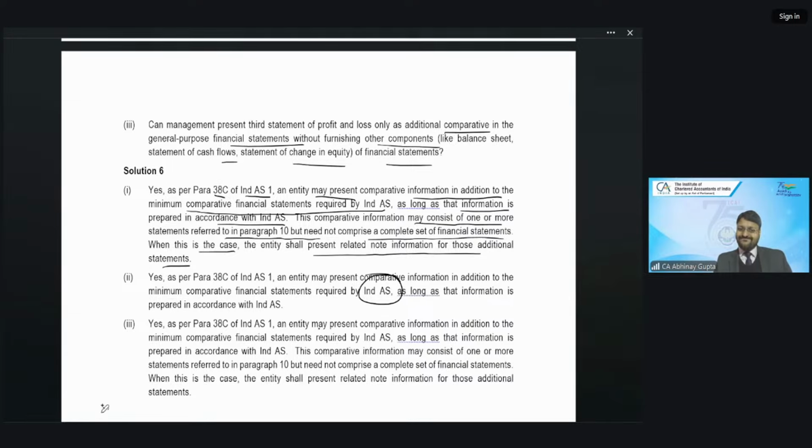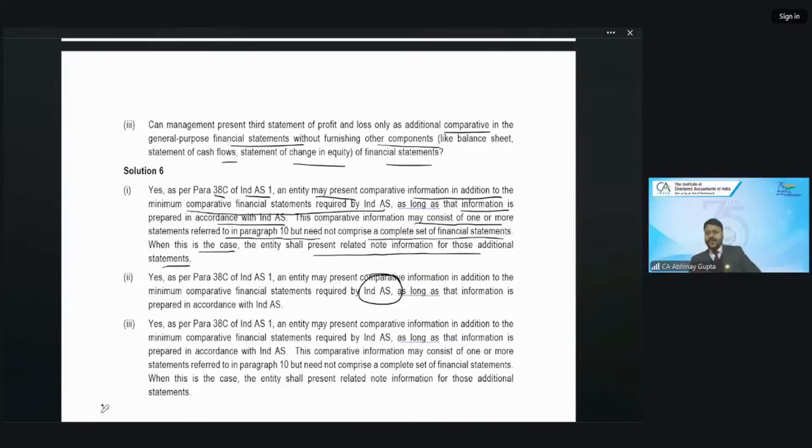Okay. I thought that a complete set of financial statements has to be present there. So there are certain beliefs which we have in our mind, and there are certain facts which are there in the standard, right? So we shouldn't be belief driven. Whatever the standard is saying, that is the law. Clear? Yeah, now it is understood that they can provide any component.